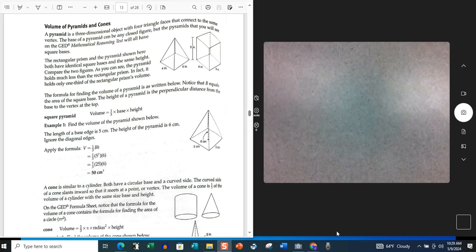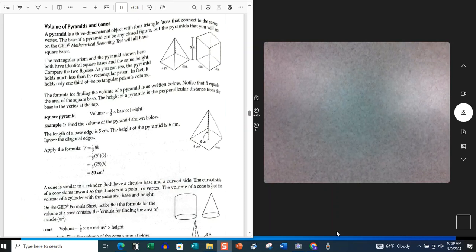Hello, class. We're about to start the second part of lesson 6. Now, with the second part of lesson 6, we're going to deal with the volume of pyramids and cones. So, this is actually on page 400 in your textbook.